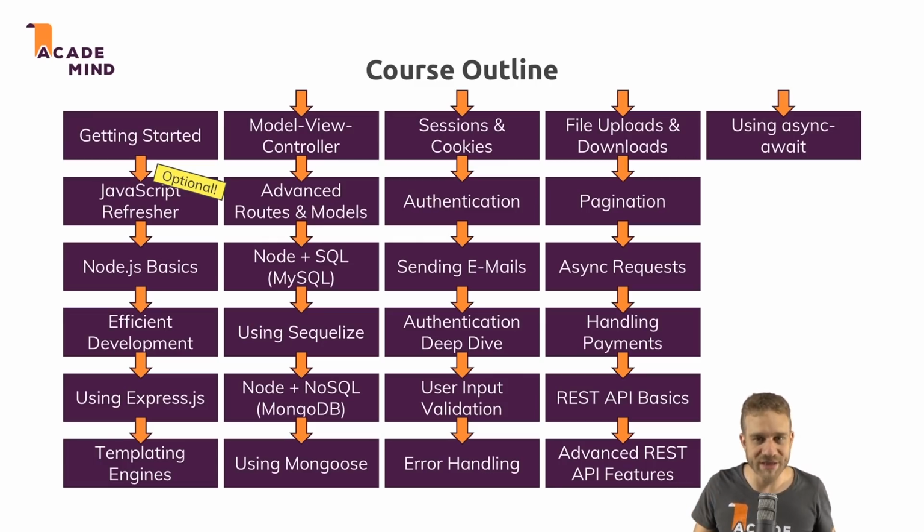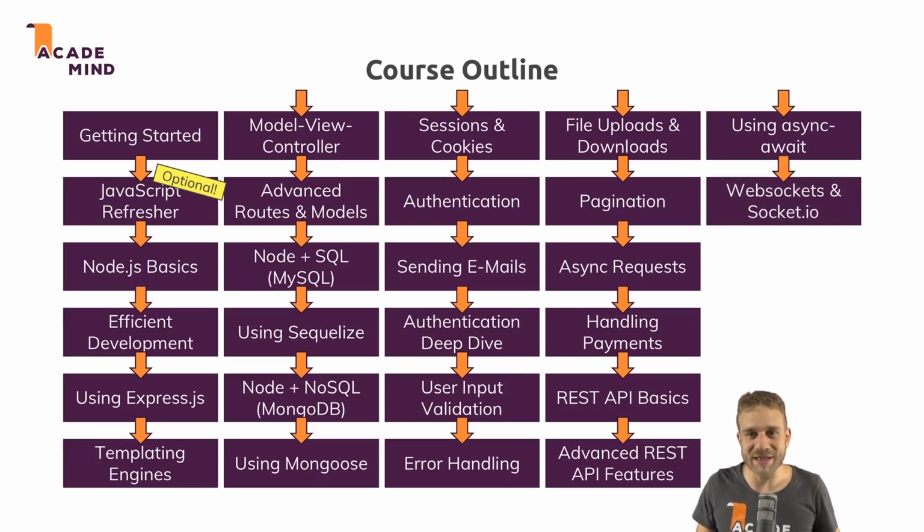Now, once we're done with that, I will dive into more modern JavaScript features, async await, and how you can use that in your Node application. And we'll dive into WebSockets and Socket.io. This is a technology or a set of technologies that allows you to add real-time functionalities to your app. So for example, if one user sends a message and you instantly want to notify another user, you can use WebSockets for that, and I will show how that works in this module.